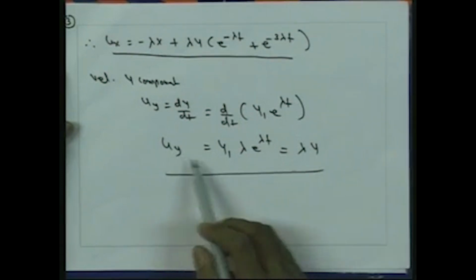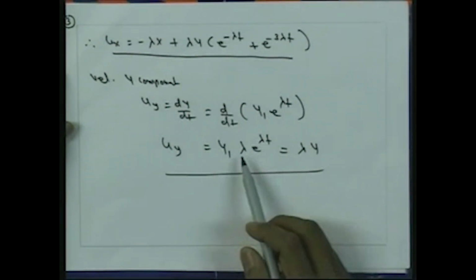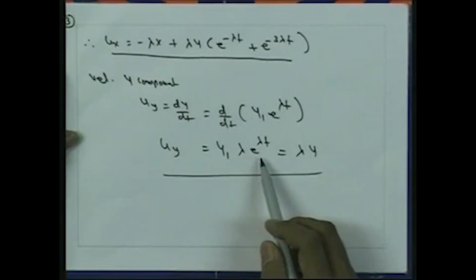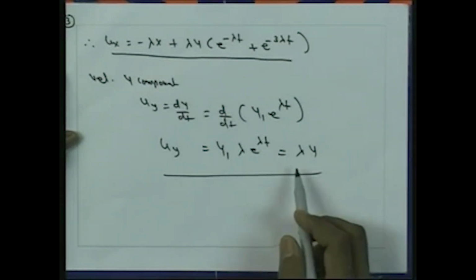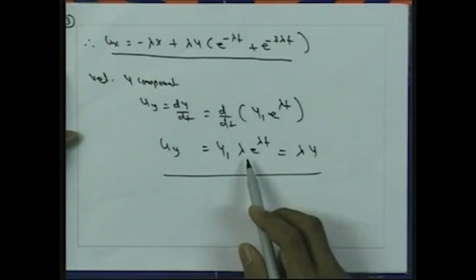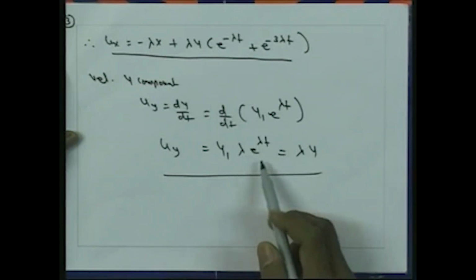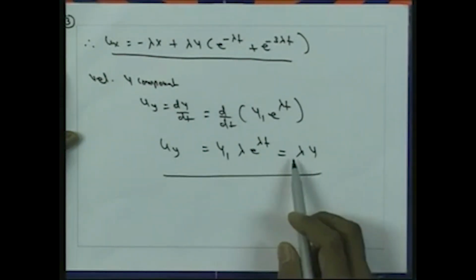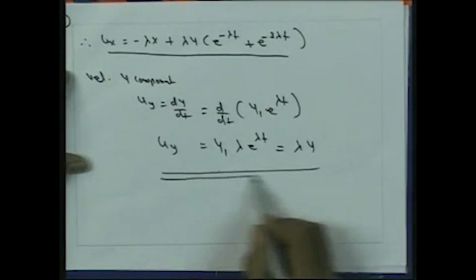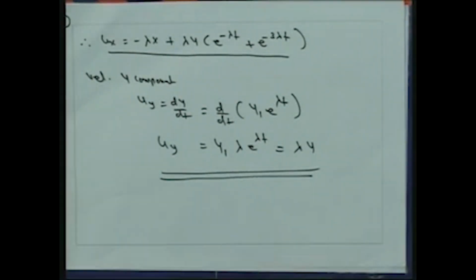So, that is uy is equal to lambda 1 into y1 into lambda into e to the power lambda t. So, that can be written as, since y is y1 into e to the power lambda t, uy can be written as lambda y. So, that gives the expression for the velocity component in y direction for the Eulerian system.